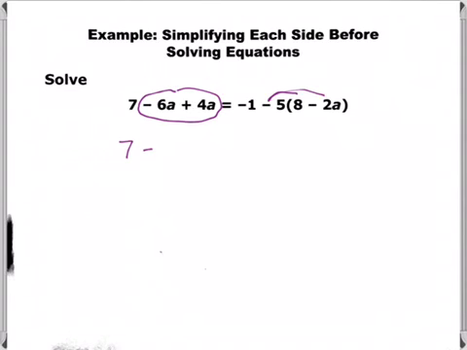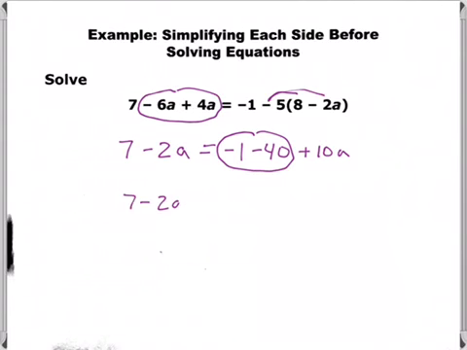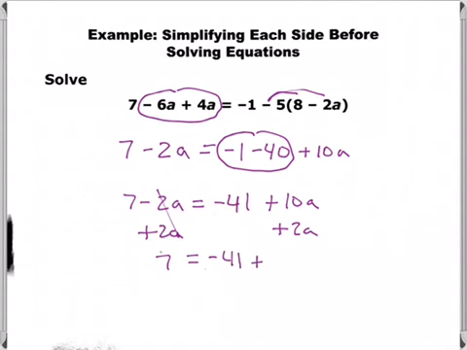We get 7 minus 2a equals negative 1 minus 40 plus 10a. The next thing we need to do is combine the negative 1 and the negative 40 on the right. So now I have 7 minus 2a equals negative 41 plus 10a. Now I can start solving for a. I'm going to add 2a to both sides. So I have 7 equals negative 41 plus 12a.